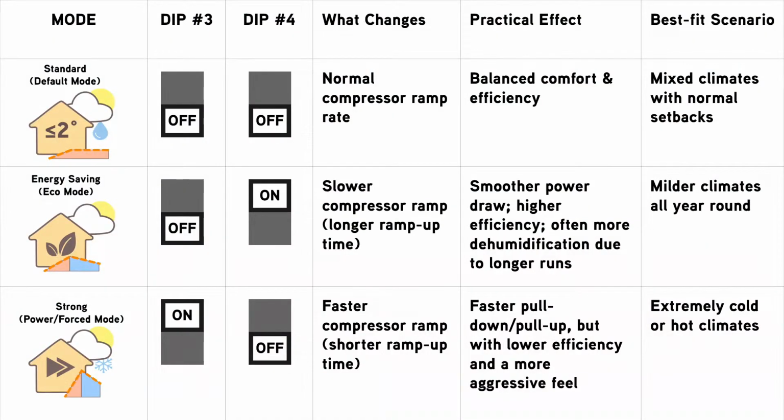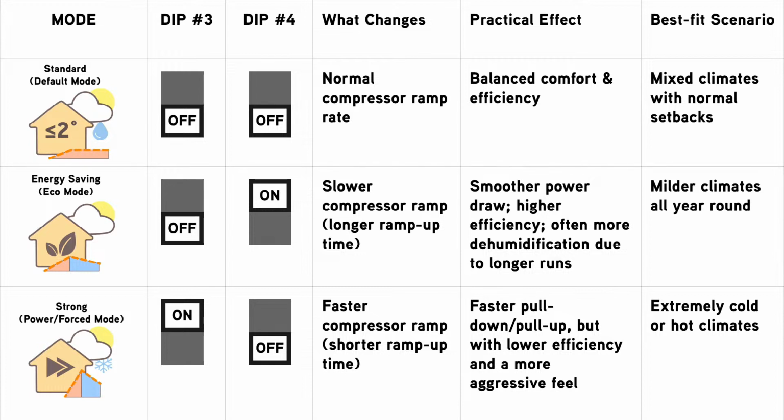Finally, we have the strong or power forced mode. That's going to be the fastest compressor ramp up time that you're going to see out of this unit. So it's going to ramp up faster than it would typically. And it's great for extremely cold or hot climates. I'd like to add to that, if you have a customer that insists on having extreme setbacks, like turning the unit off and then wanting it to heat up or cool down within 30 minutes or something like that, right? This will be your option. This is as fast as it can possibly ramp up and meet set point, right?